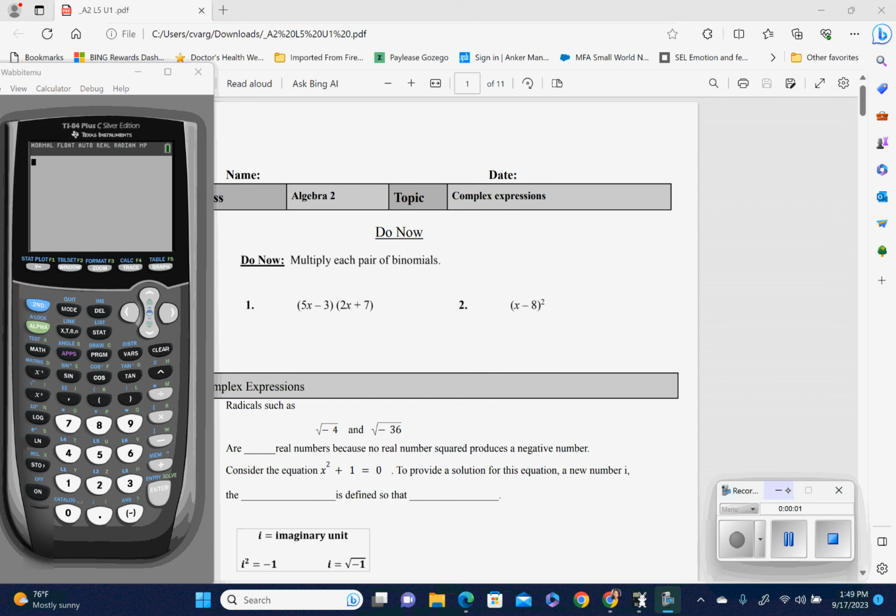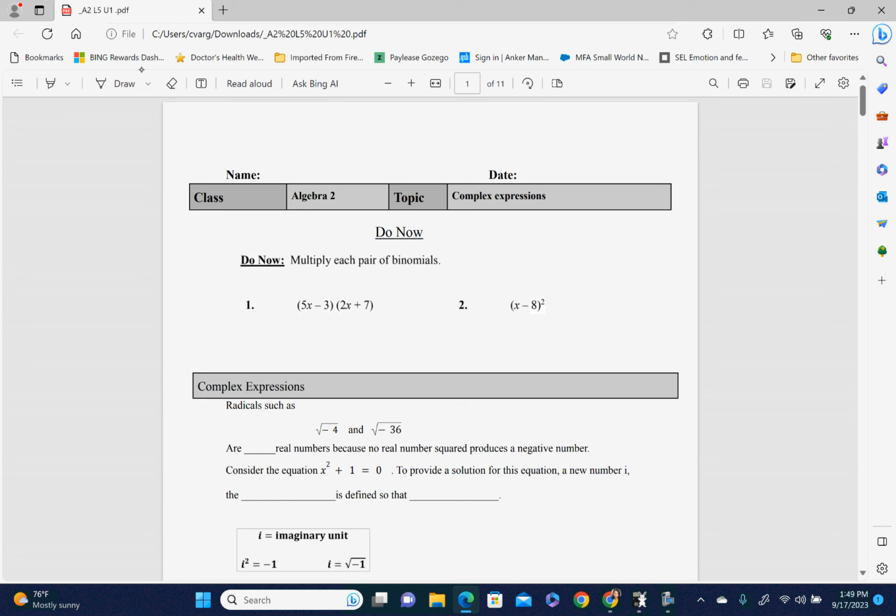So welcome to the fifth lesson of our year for Algebra 2. So we're going to go ahead and start out with something calm. Multiply each pair of binomials.